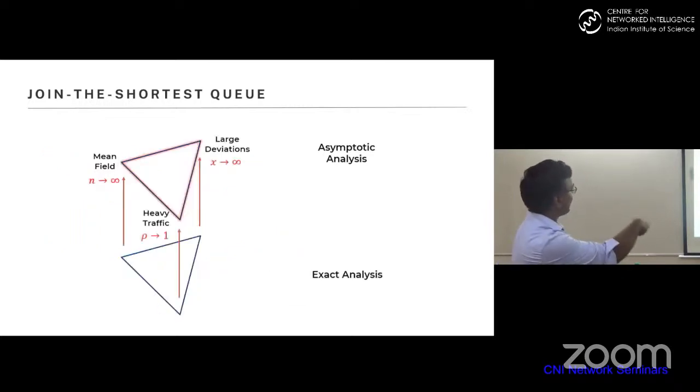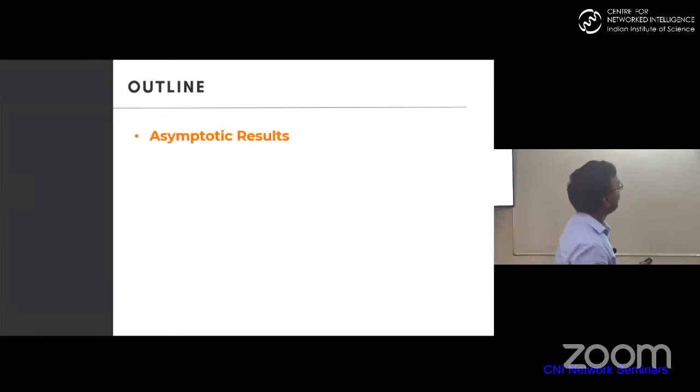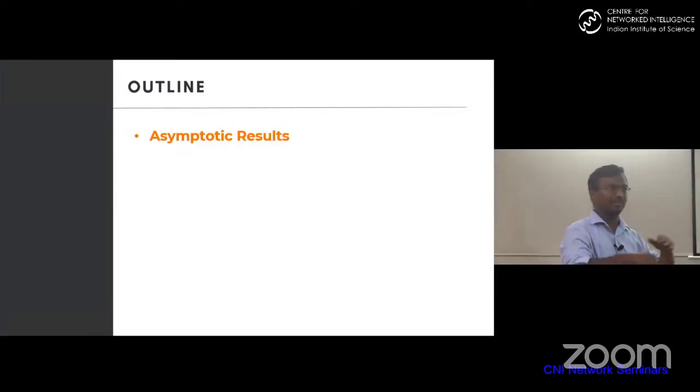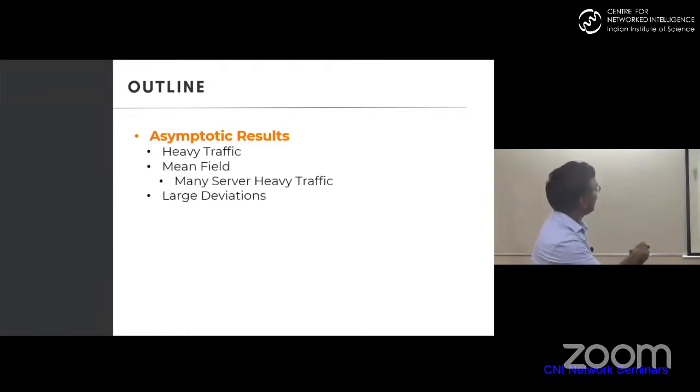It's the same picture, I just folded it into a triangle. So what I'm going to do today is present our recent result. But before that, I want to give an overview of various asymptotic results. I mentioned the three regimes: heavy traffic, mean field, and large deviation. I'll give an overview of these results in the context of load balancing. I'll just stick to load balancing.